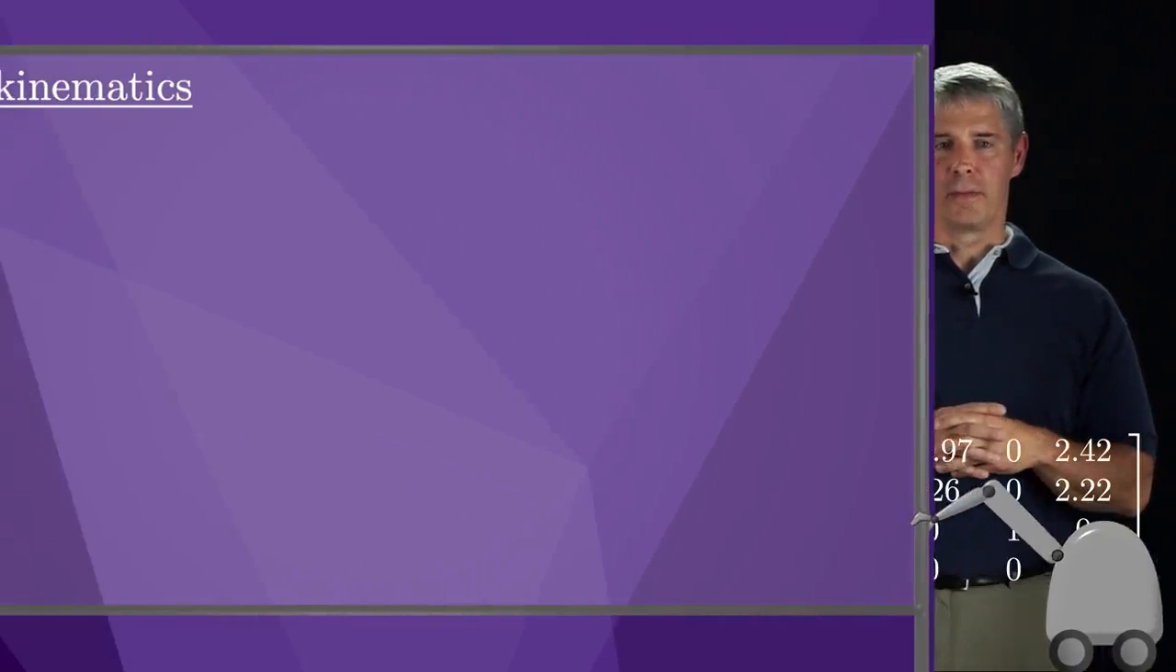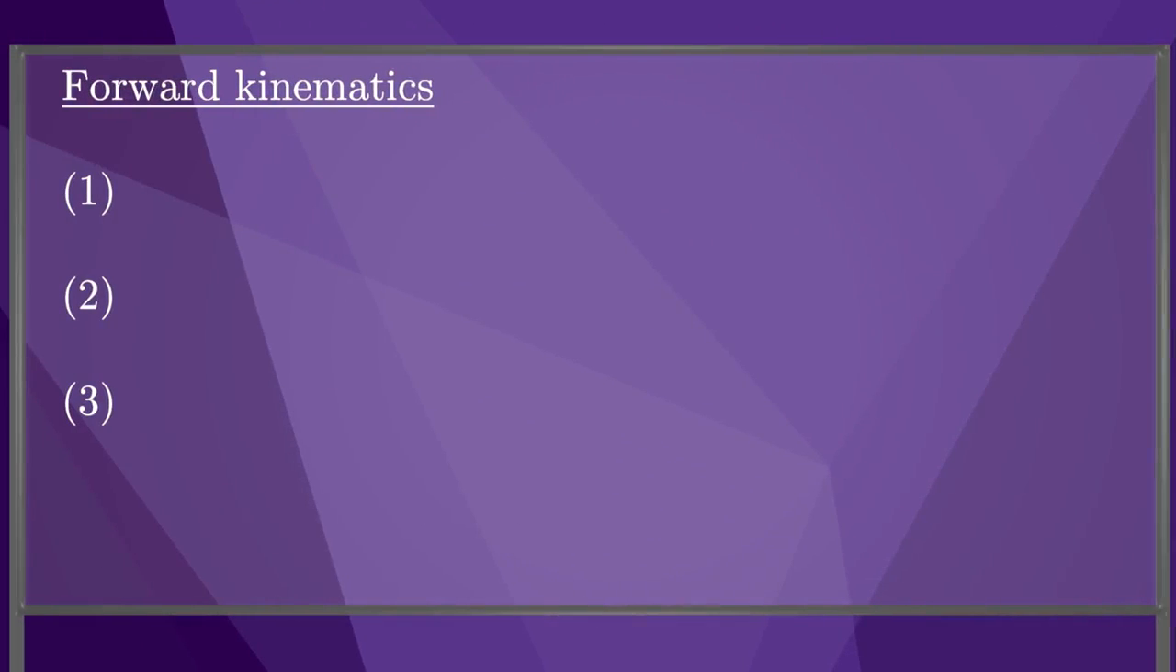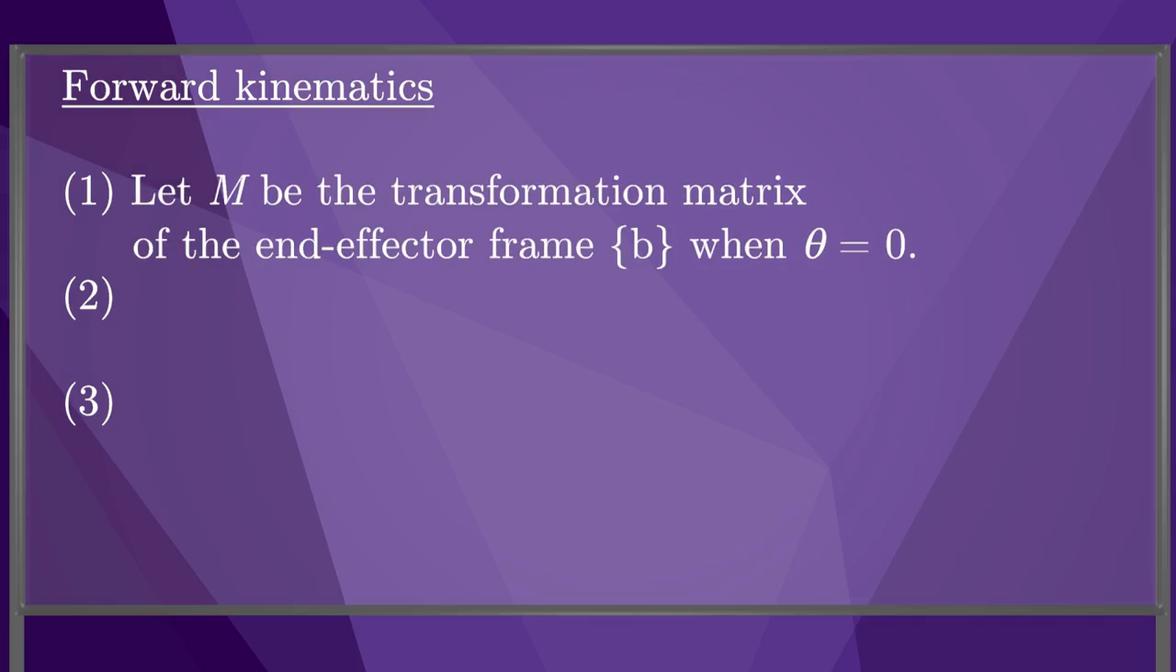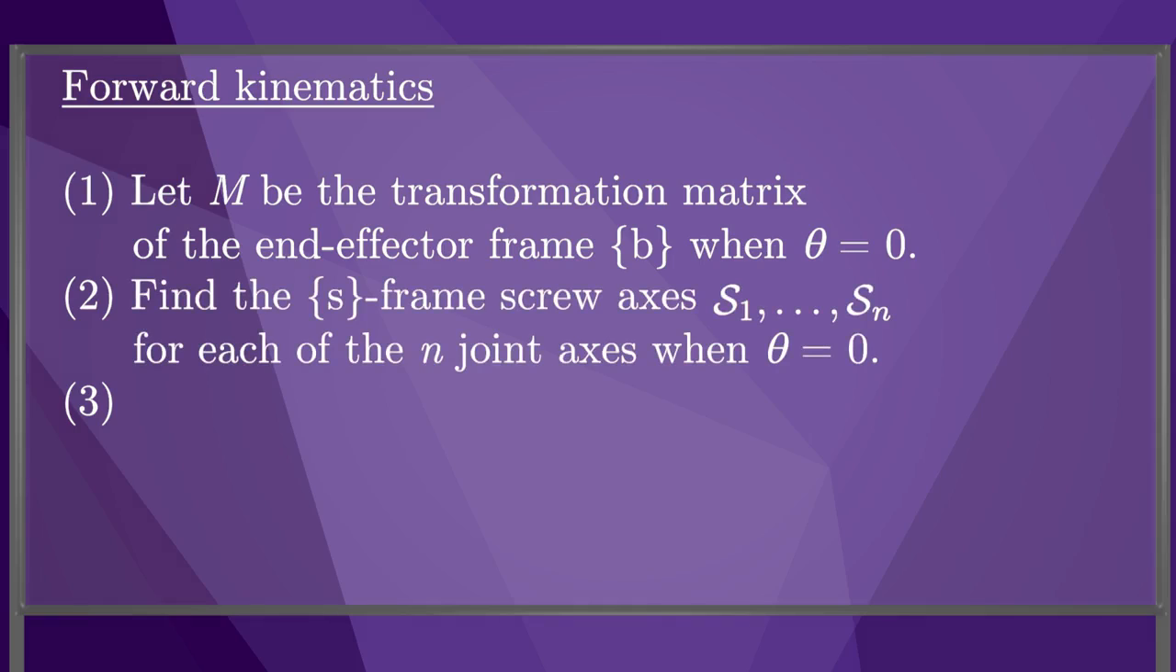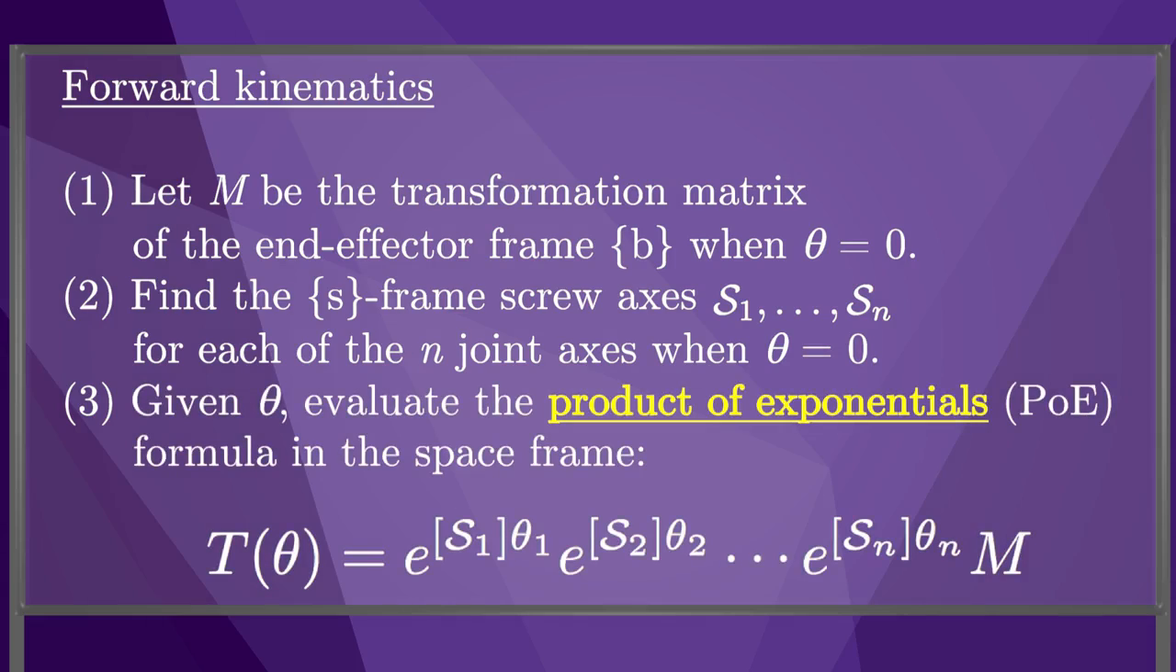For any serial robot, the procedure generalizes directly. First, define the M matrix representing the B frame when the joint variables are 0. Second, define the S-frame screw axes S1 to Sn for each of the n joint axes when the joint variables are 0. Finally, for the given joint values, evaluate the product of exponentials formula in the space frame.